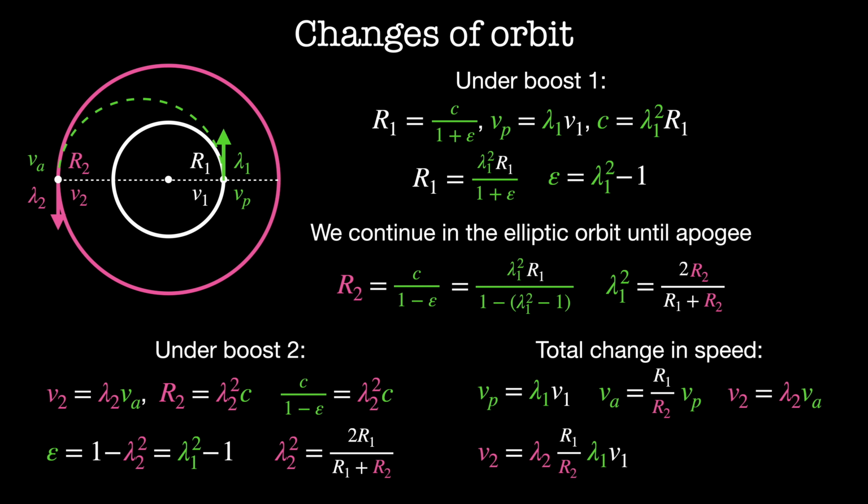So when I plug in the definitions for lambda 1 and lambda 2 that we worked out, we find that the velocity v2 is equal to the square root of r1 over r2 times the velocity v1. And I'll leave it as an exercise for you to work out whether this agrees with the Newtonian definition of the velocity of a circular orbit.